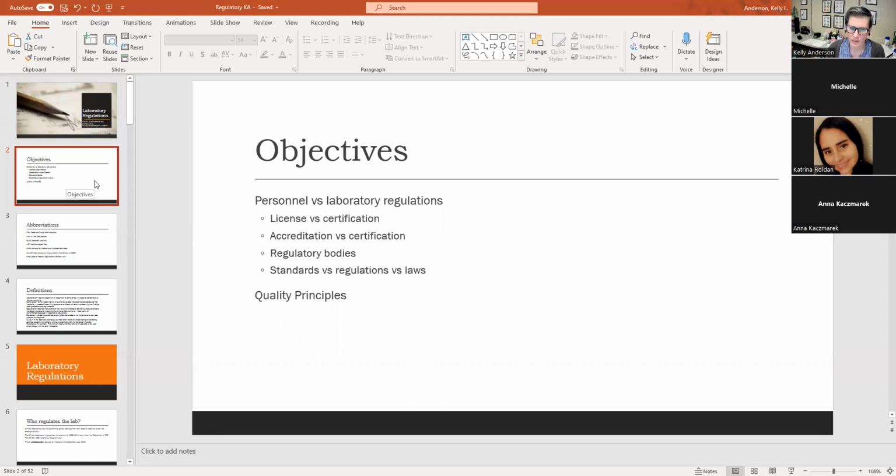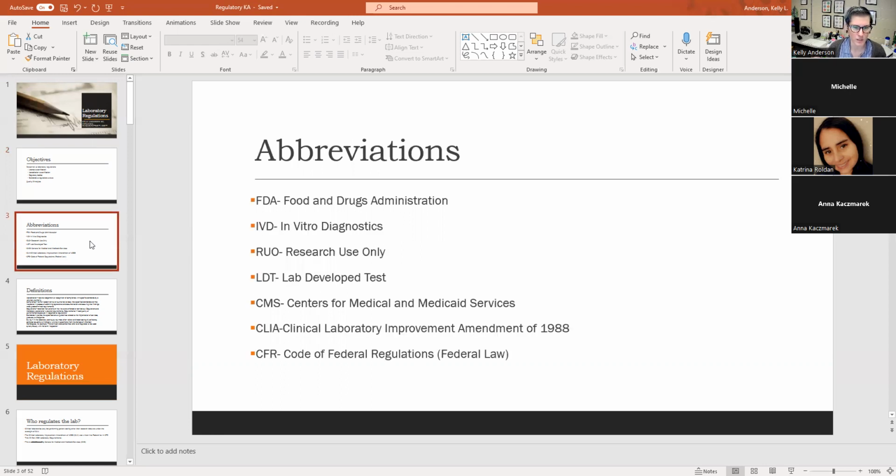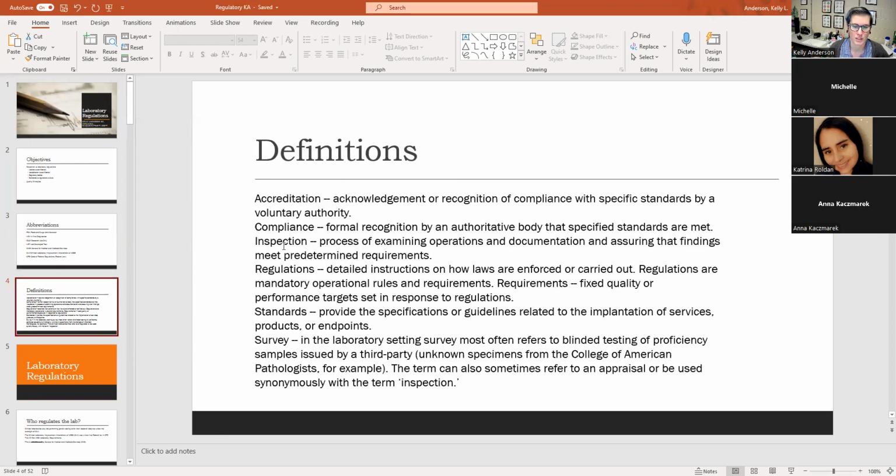And I was going to talk about quality principles in this lecture, but it ended up being pretty long, so I left quality off. So maybe that'll be another lecture at another time. So I left these abbreviations. All these regulatory organizations usually have pretty long names. So usually we say the abbreviations. We don't say Food and Drugs Administration. So here's the abbreviations that we'll be using during this lecture. I also have some definitions here that you might want to refer to or come back to.